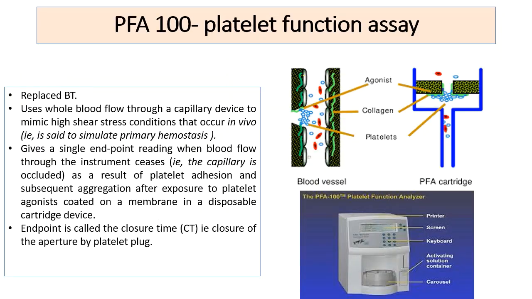So what is done is a platelet function assay, that is your PFA 100, which has replaced the bleeding time. Here, it uses whole blood flow through a capillary device to mimic high shear stress conditions that occur in vivo, that is, said to simulate primary hemostasis. It gives the endpoint reading where the blood flow through the instrument ceases, that is, the capillary is occluded as a result of platelet adhesion and subsequent aggregation after exposure to platelet agonists coated on a membrane in a disposable cartridge device. So this is the cartridge device which is coated with platelet agonists, and the whole blood is made to flow through this capillary.